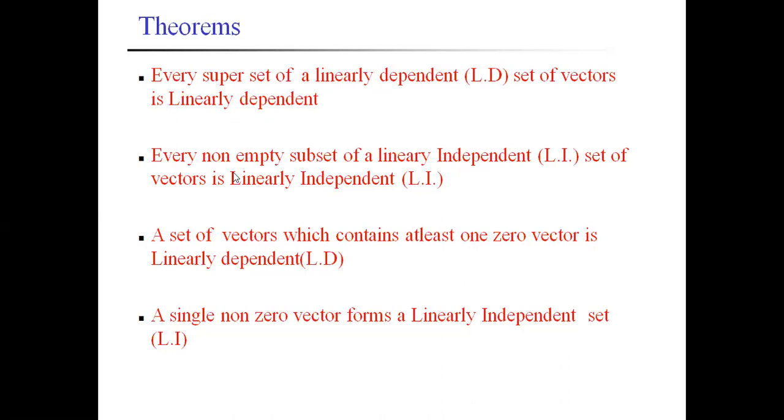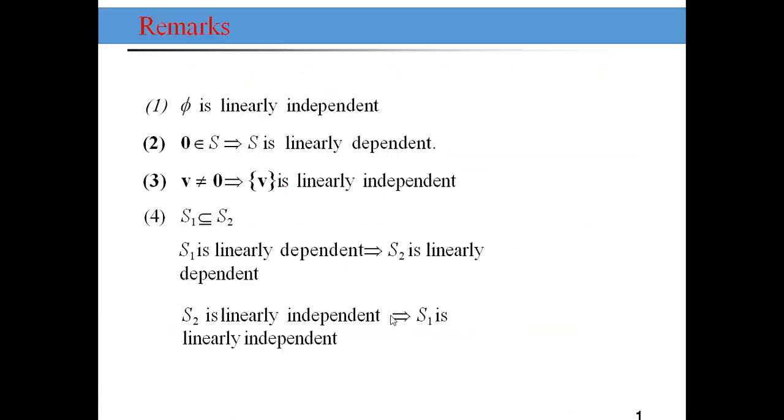These are the four important theorems about linear independence and linear dependence. First, every superset of a linearly dependent set of vectors is linearly dependent. Every non-empty subset of a linearly independent set of vectors is linearly independent. A set of vectors which contains at least one zero vector is linearly dependent. A single non-zero vector forms a linearly independent set.